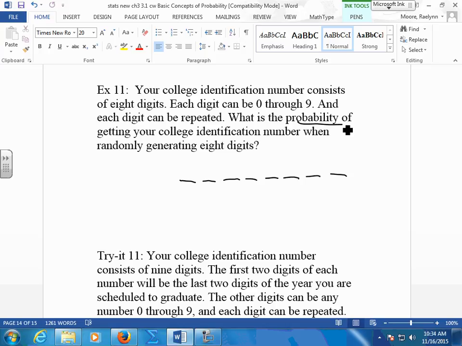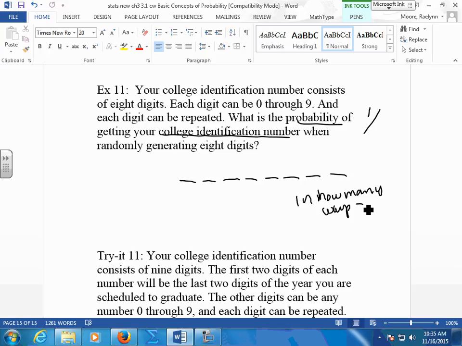Think this out for a second. If you have a college identification number, much like your ID for school, how many ID numbers do you own? 1. Only one is assigned to you. So only one of these numbers is yours. This is the difference between probability and how many ways. In how many ways can I make a college identification number with 8 digits?